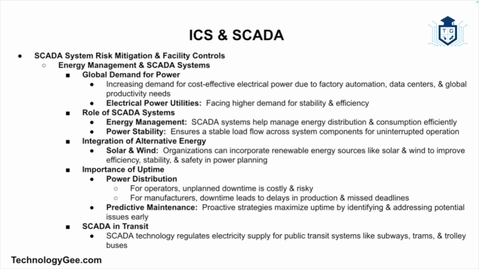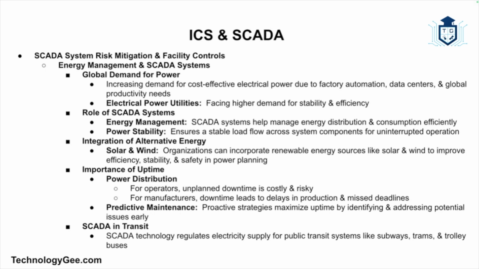For power distribution system generators, operators, and manufacturers alike, unplanned downtime is extremely costly, risky, and inconvenient. For operators, a stable, sustainable load flow across all components of a system is key for uninterrupted, safe operation. For manufacturers, any unplanned downtime can mean delays in production and missed deadlines. Predictive and proactive maintenance strategies can maximize uptime by alerting operators and manufacturers to potential issues early.